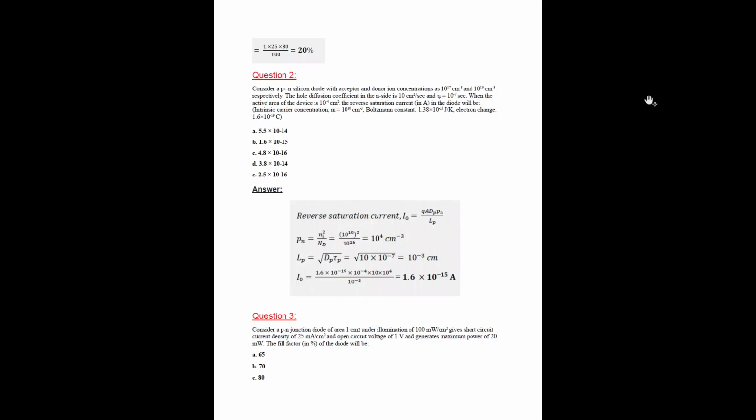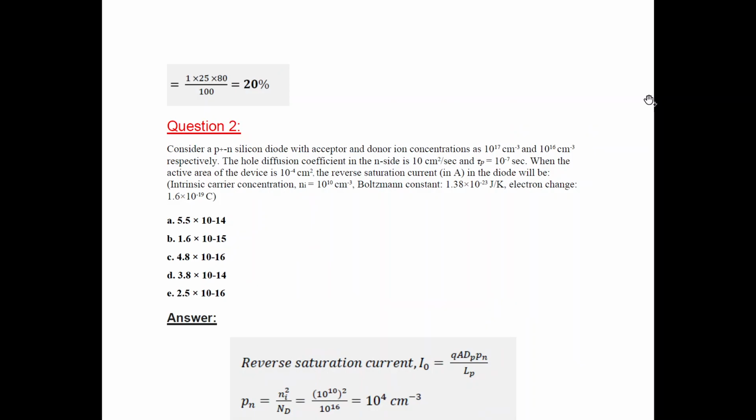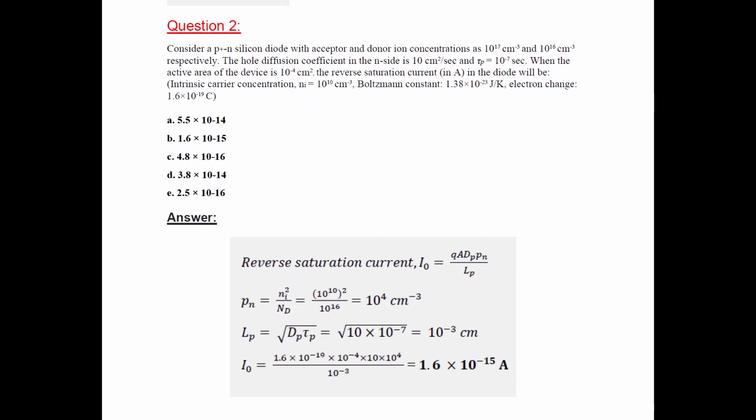The reverse saturation current formula is q a Dp pn over Lp. Now, from the very first and second class, if you remember, we calculated the concentration on the p side: pn equals ni square over Nd. Are you remembering it, Mele? Now this ni is given to us. If you can see here, the intrinsic carrier concentration. So ni square over Nd, if we put in Nd, the donor ion concentration, then we can get the concentration on the p side, right?